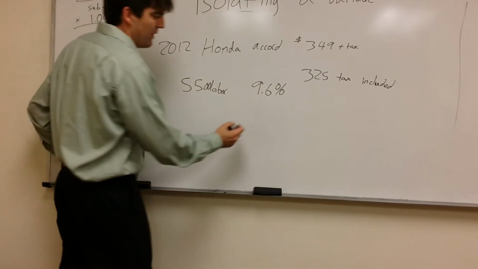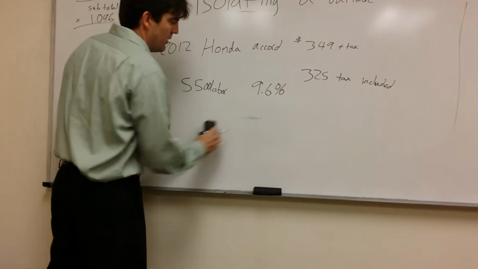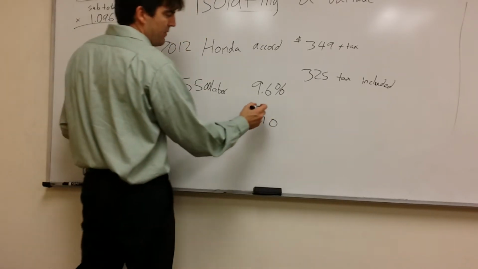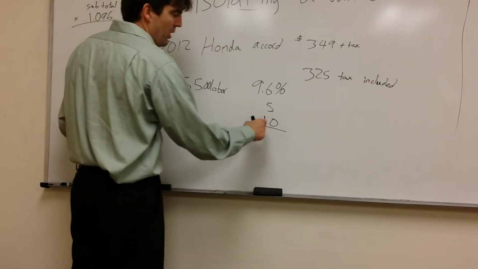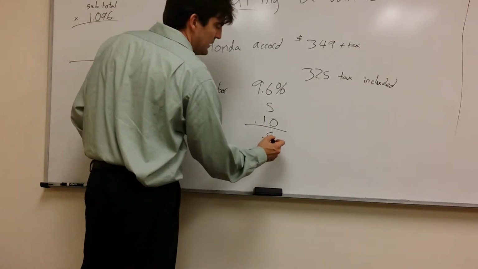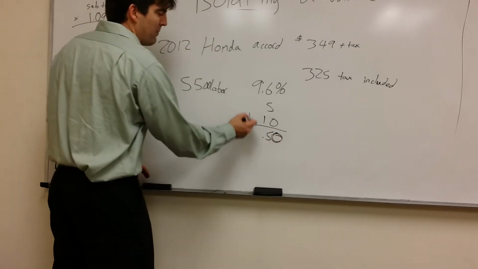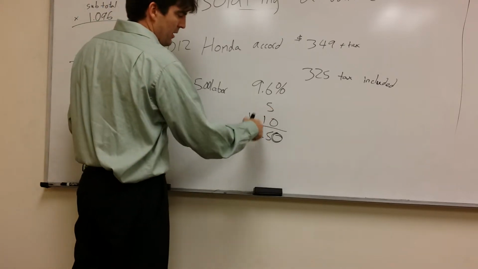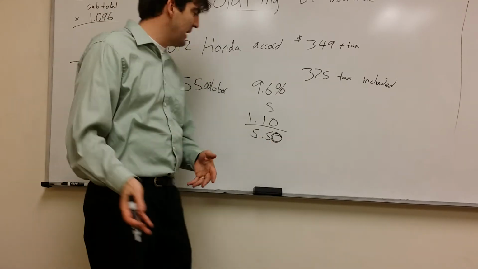Let me just show you that. If I was going to give you 10% sales tax, 10% looks like this, right? So if I had $5 and I multiplied it by 0.10, that's going to tell me how much tax: 50 cents, right? But if I multiply it by 1.10, then that's going to give me $5.50, which is the total of the cost plus the tax.